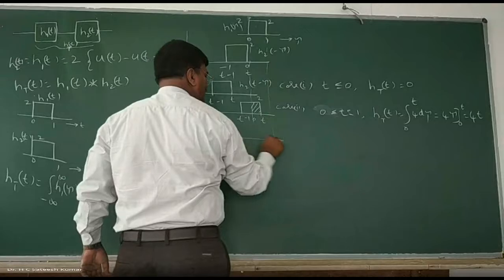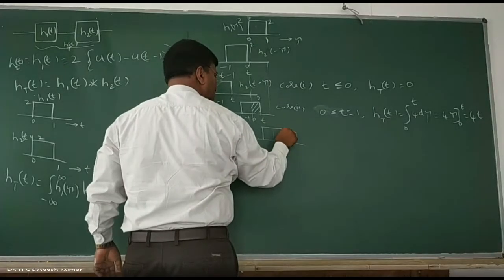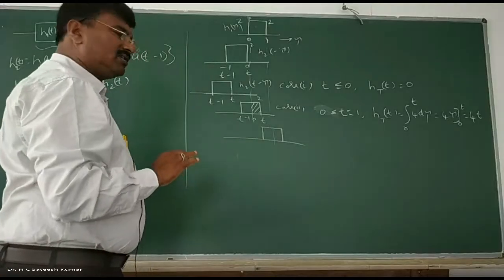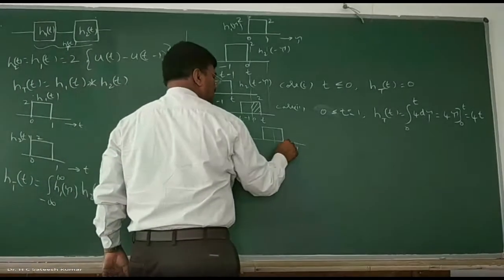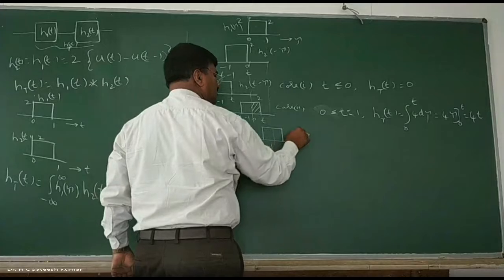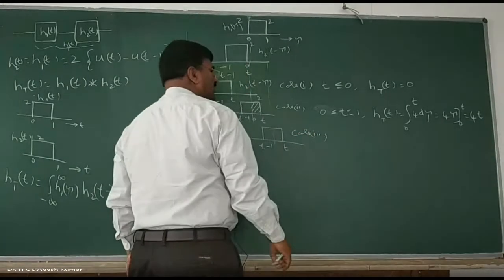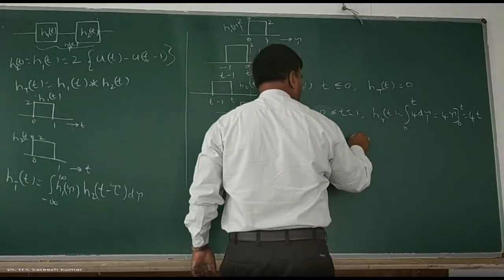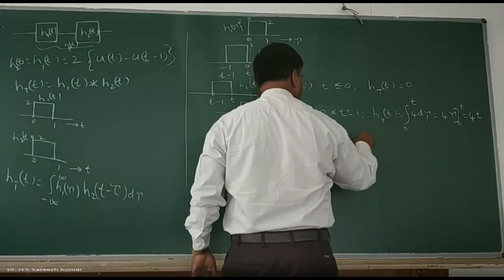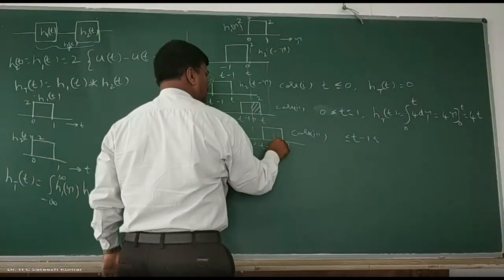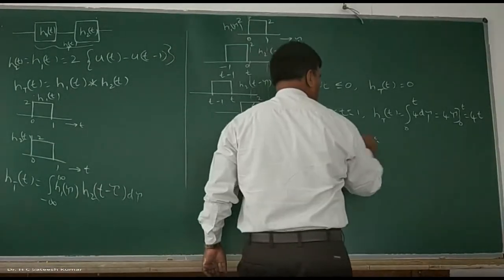Next case, area is decreasing now. Since widths are equal, only increasing and decreasing will be there. There is no constant at all. So this is t minus 1. Case 3. Case 3 is what? t minus 1 lies between, the left edge t minus 1 lies between 0 and 1.